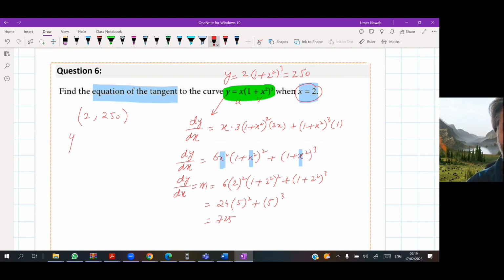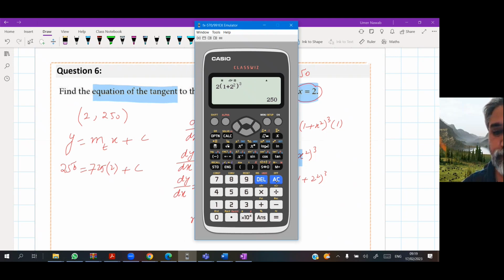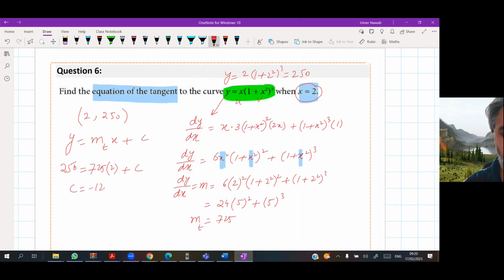I'm ready to find the equation of the tangent line. y equals mx plus c. y is 250, and the tangent gradient is 725, x is 2, plus c. Let's calculate from the calculator: 250 equals 725 times 2 plus x, shift, solve, and I got minus 1200. So c is equal to minus 1200. So what is the equation of the tangent I have found? y equals 725x minus 1200. That was the question.